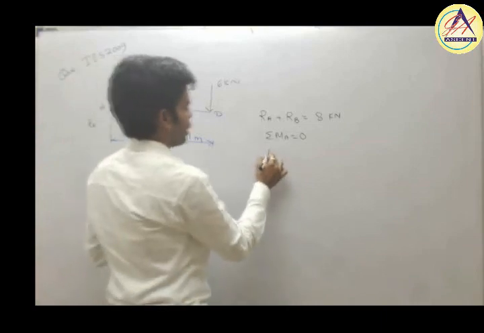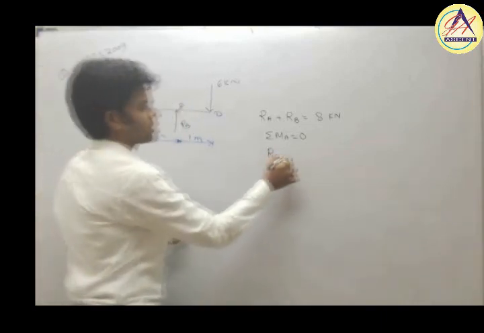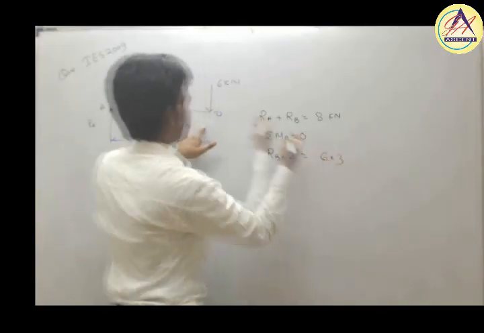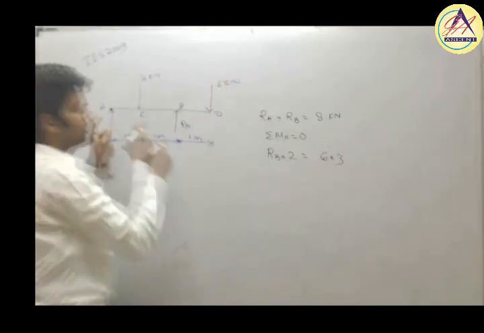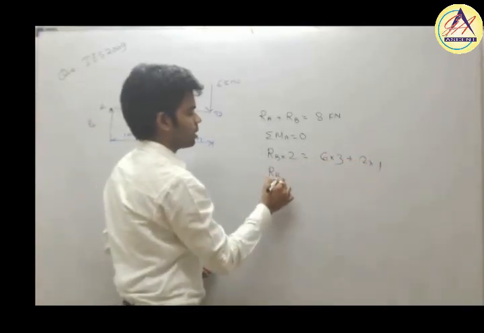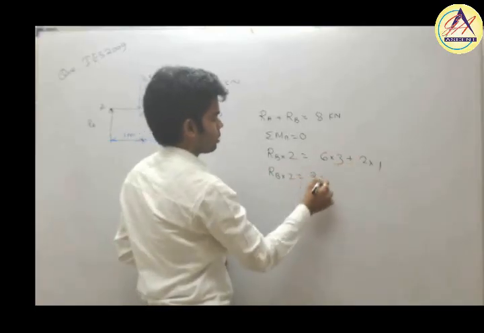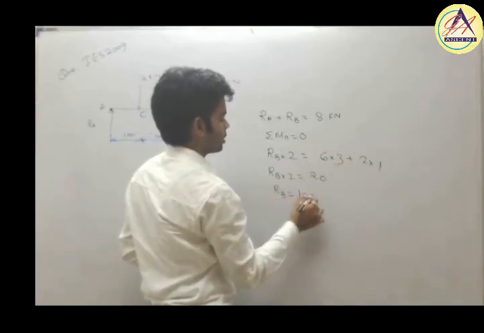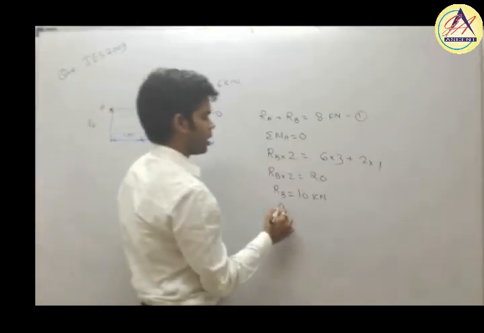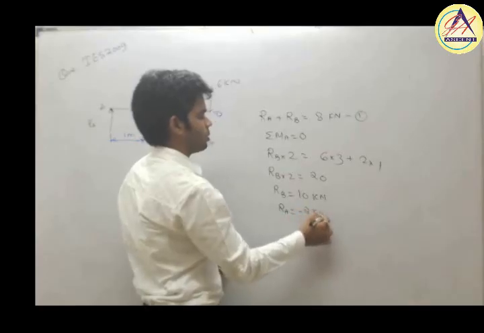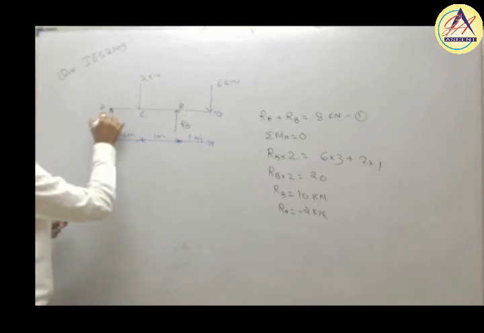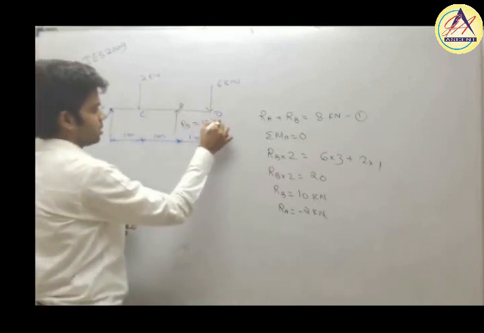What we will get? RB into this distance, that is 2, is equal to 6 into 3 plus 2 into 1, or we can say RB into 2 is equal to 20, or RB equal to 10 kilonewton. Now put the value of RB in equation 1, RA will be equal to minus 2 kilonewton. So these are the reactions which we are getting: RA is equal to minus 2 kilonewton and RB is equal to 10 kilonewton.